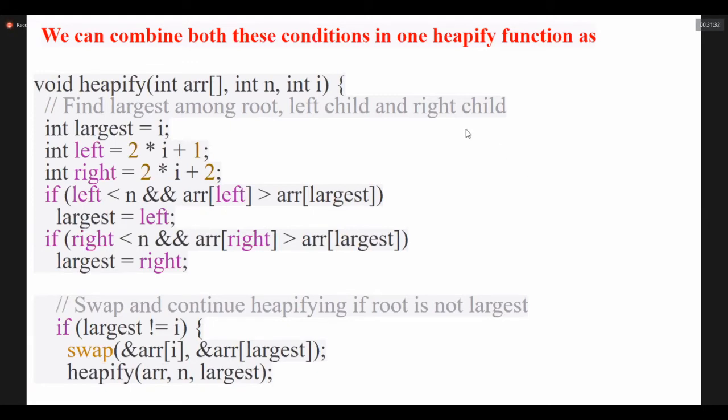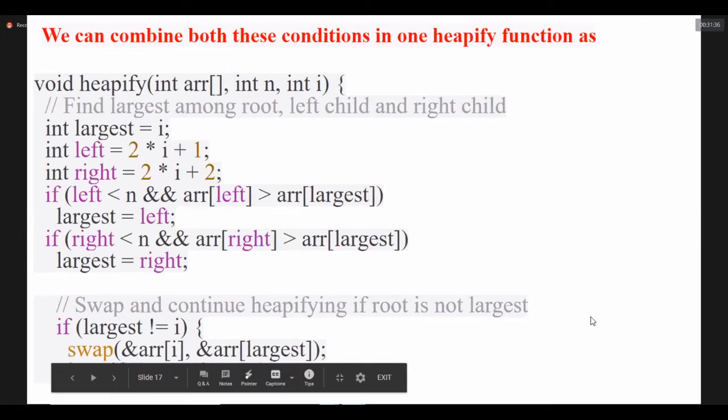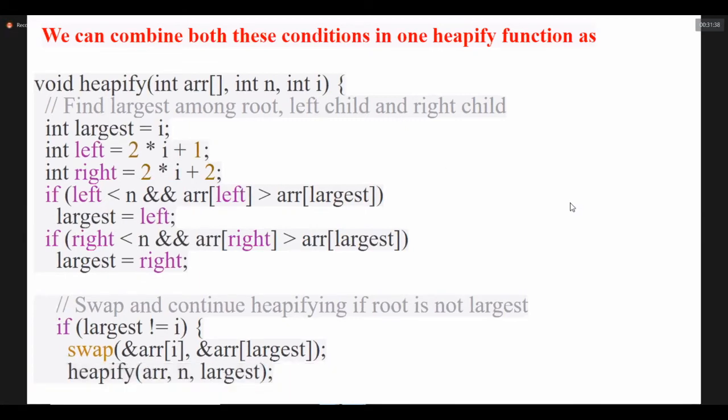Okay, second if condition. Here n is the size of the array. If the left crosses the size, we stop the process. If left or right both cross the size of the array, we stop the process. So left less than n and right less than n. Okay, that is the first condition.